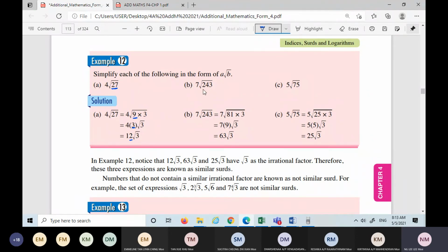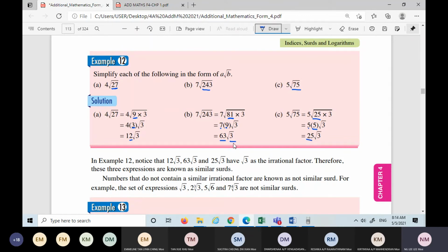Next, 243. The perfect square is a factor, 81. So square root of 81 is 9. Then the 7 and 9 combined. 7 times 9 is 63. Same thing, square root of 3, just leave it. Next, 75. 25 as the perfect square, as a factor of it. Then the square root of 25, you get 5. 5 times 5 here, you get 25. Then square root of 3.